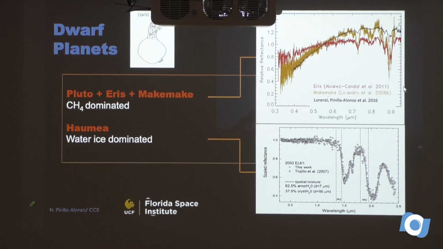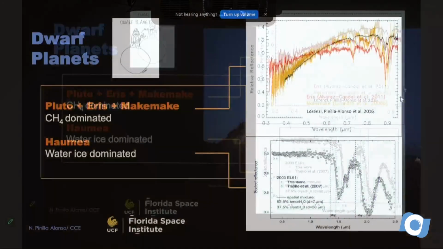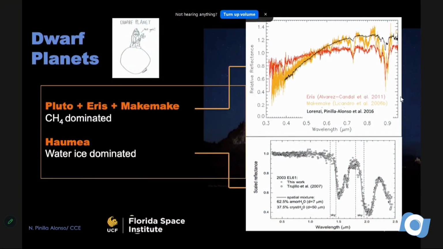This is only visible, this goes to 0.9. So if you go here to 0.9, you would have a totally neutral, fully featureless spectrum. And what does this correspond to in the near infrared? To the 1.5 and 2.0 absorption bands, but really deep and really well defined, even for an object observed with a ground-based telescope. So this one is Haumea, a dwarf planet.